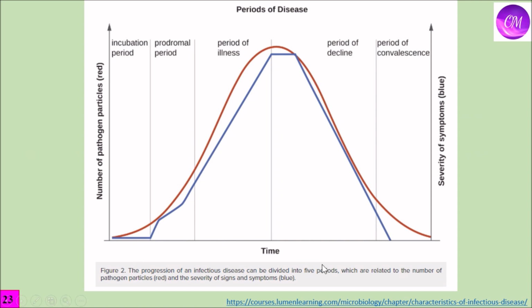And in this scheme, you see the periods of the disease. And here is the number of pathogen particles, time, and the severity of symptoms, indicated in blue.